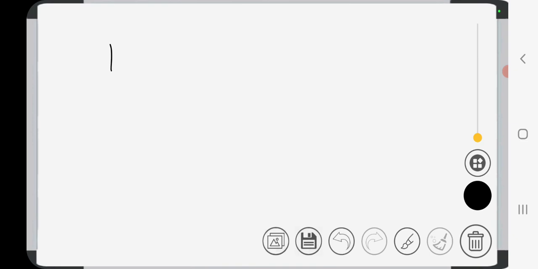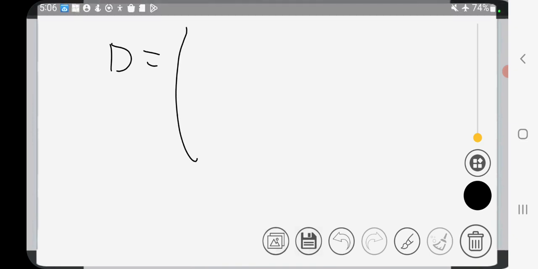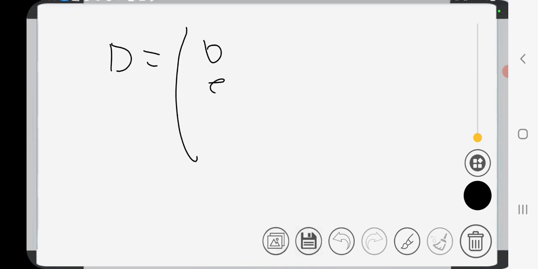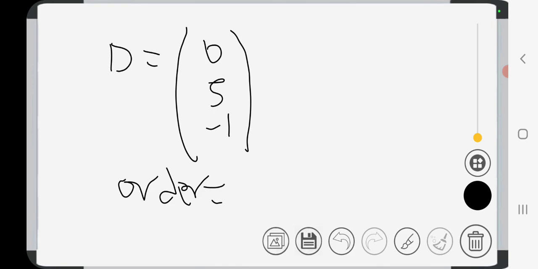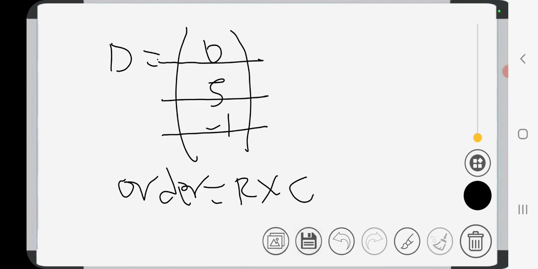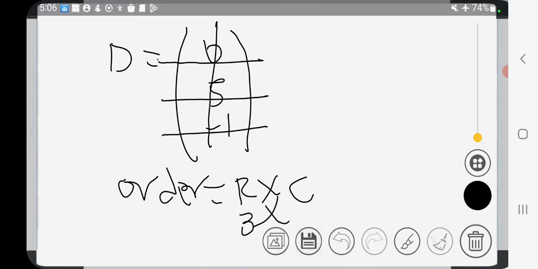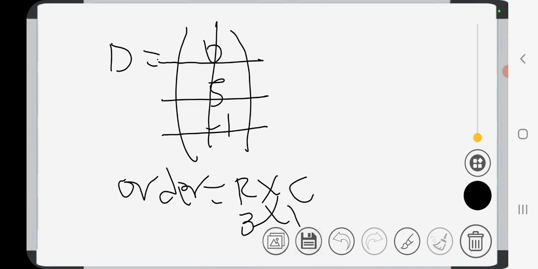Now let's try another one. Let's say I have matrix Z, then I have something like 0, 5, -1. Now we want to find the order. The order, like I said, is the number of rows by the number of columns. So this is row 1, row 2, row 3. So I'll write 3 by, then it has only one column, so it is a 3 by 1 matrix.